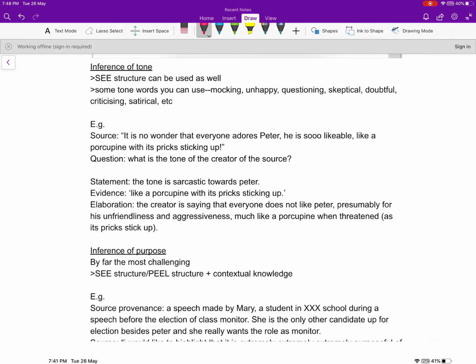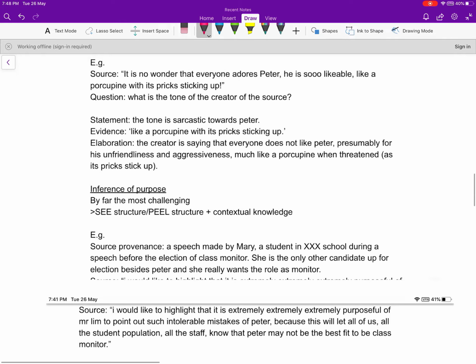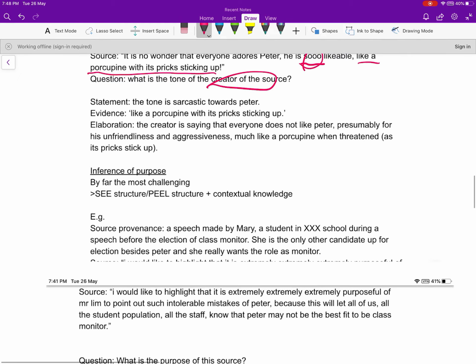Next, inference of tone. You can use the SEE structure as well, and some tone words that you can use are like mocking, unhappy, questioning, skeptical. The list goes on. It's not exhaustive. Now an example is, the source is, it is no wonder that everyone adores Peter, he's so likable. You can really tell the tone from this purposeful use of word, like a porcupine, and then there's a simile here. So you can kind of understand where the creator of the source is coming from. So the statement is, the tone is sarcastic, because this is actually a simile that's not very nice. And you can back it up with elaboration.